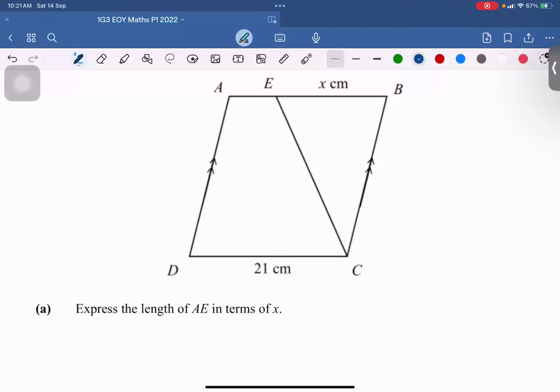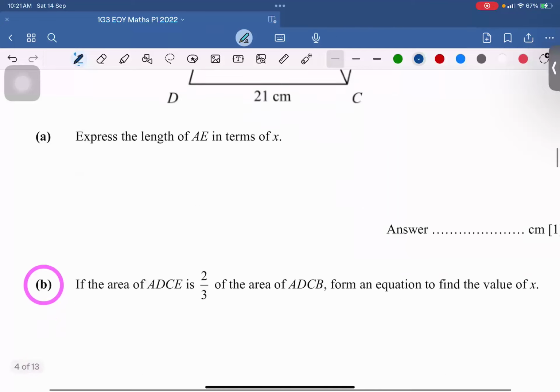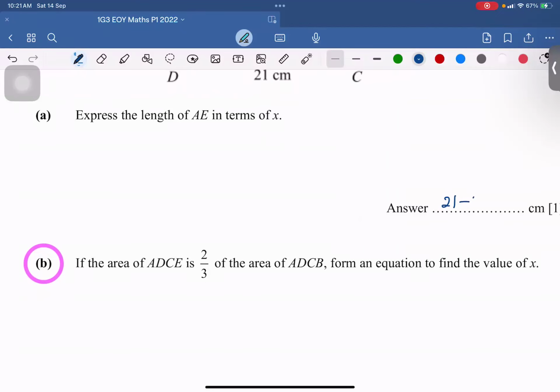21 subtract x. Thank you very much. So in this case, this is 21 minus x.